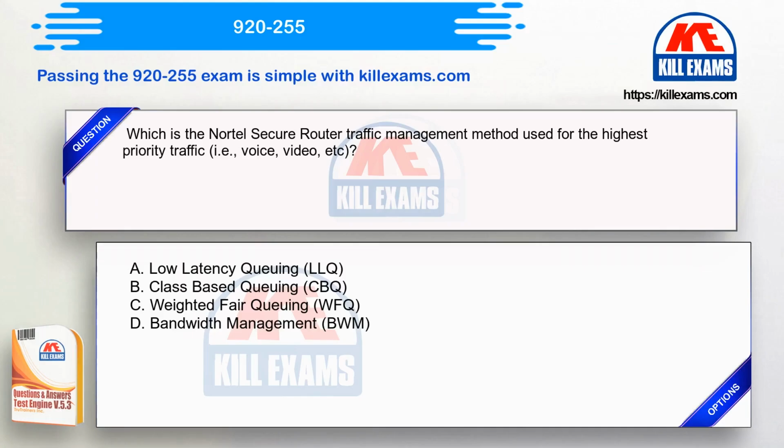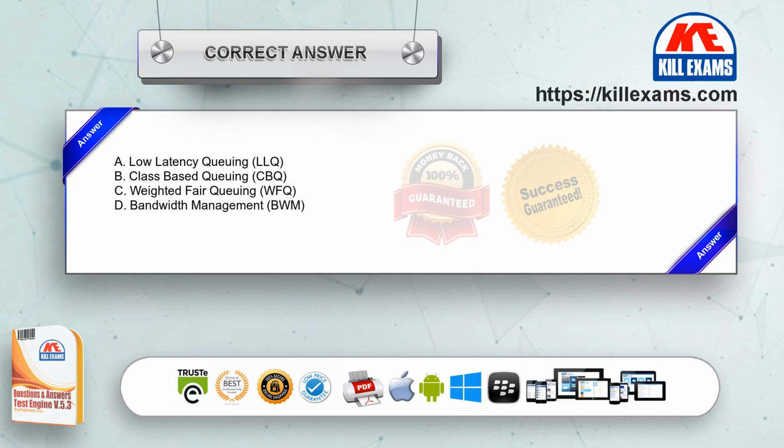Which is the Nortel secure router traffic management method used for the highest priority traffic, i.e., voice, video, etc.? Option A. Low latency queuing, LLQ. Option B. Class-based queuing, CBQ. Option C. Weighted fair queuing, WFQ. Option D. Bandwidth management, BWM. The correct answer is option B.